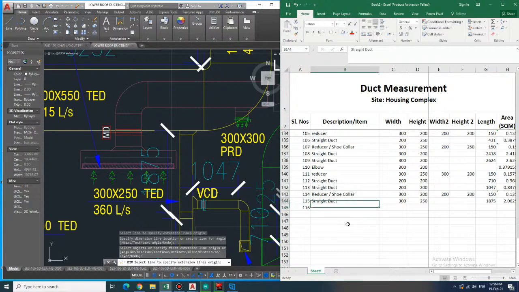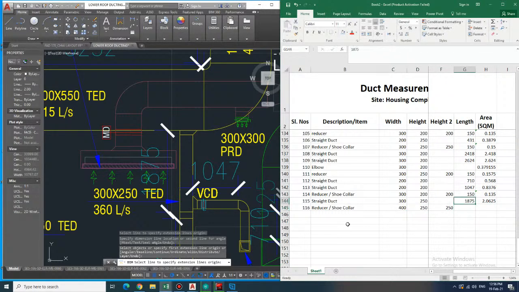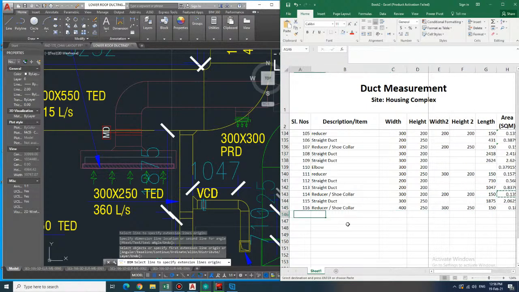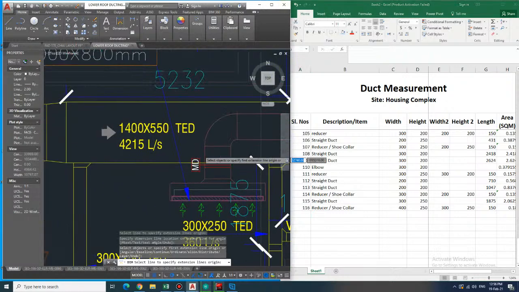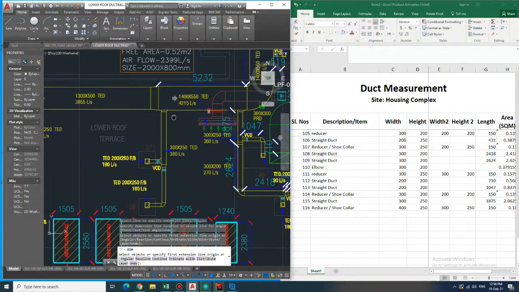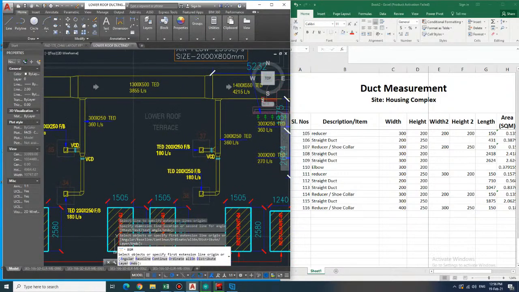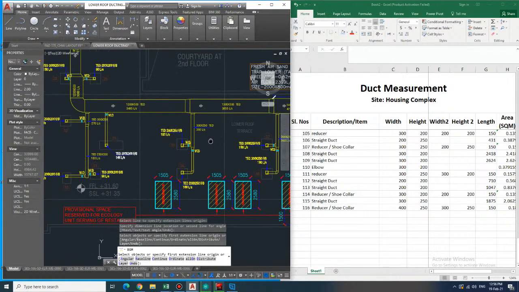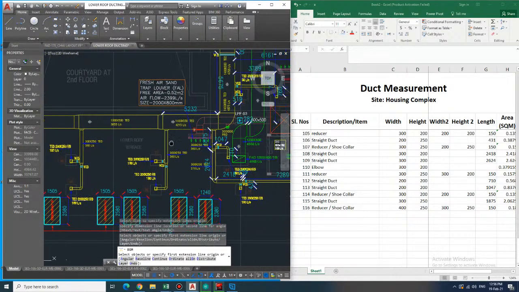Then again shoe collar. Go to reducer. What's the size? It will be 400 by 250, 300 by 250, and 150, whatever 150, 250, 200, we can take like that. Okay, so that's finished. This branch is balanced. So this is all coming typical. We will take one same for here. So one we will consider here first.